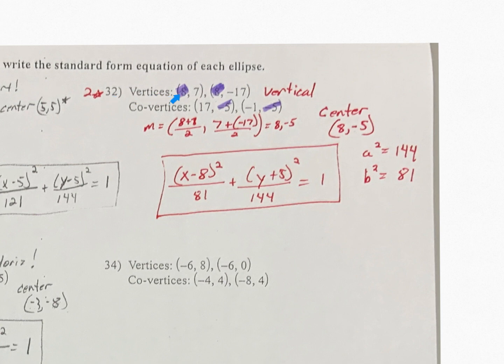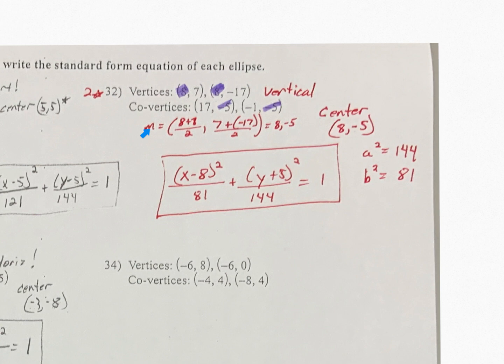We are given the vertices at 8, 7 and 8, negative 17. So you'll notice here that in the vertices, which are the endpoints of the major axis of symmetry, the y value is what's changing. That means we have a vertical change, which is the longer axis of symmetry. So it's a vertical ellipse. And then, because I have the vertices and the co-vertices, I could find the center. I could use either one of these actually to find the center. Okay, and that's what I did here.